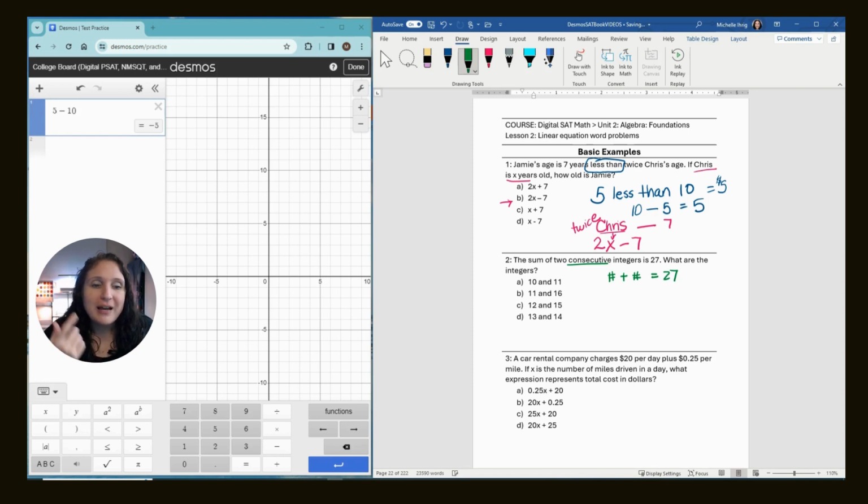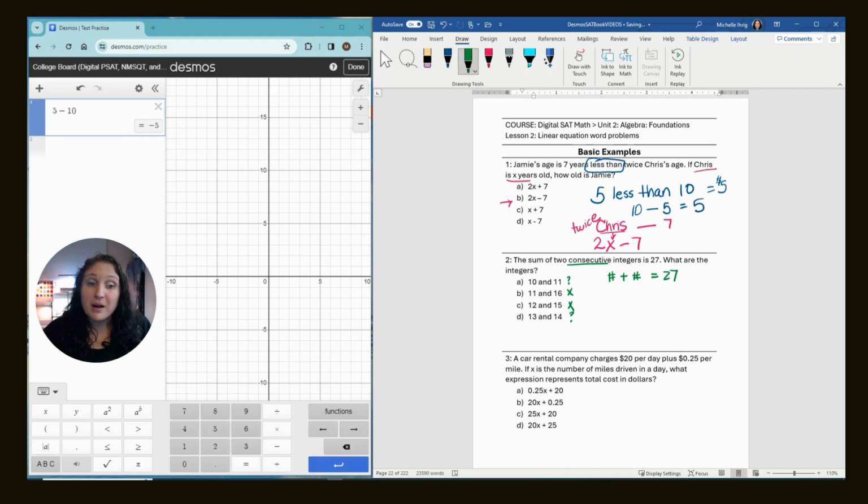So first of all, I have to think, are any of these answer choices not consecutive? Because I need to have consecutive. Well, 10, 11, those are consecutive. So it could be this one. 11 to 16, that's 11, 12, 13, 14, 15. So it can't be letter B. 12 and 15, well, I have 12, 13, 14, 15. So these aren't consecutive. And then I have 13, 14. Those are. So now I'm knowing it's either going to be 10 and 11 or 13 and 14.